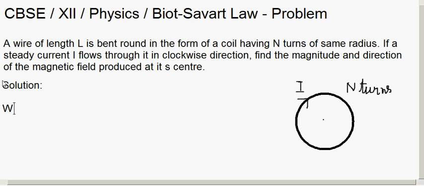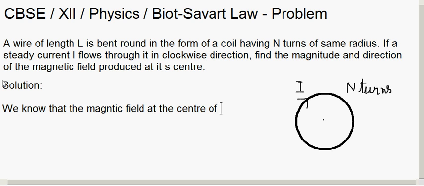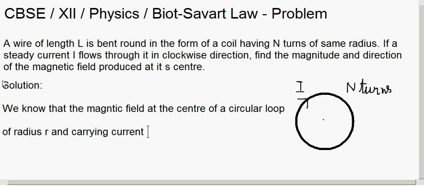We know that the magnetic field at the center of a circular loop of radius r and carrying current I is given by B is equal to mu naught into I by 2r. Mu naught into I divided by 2r.